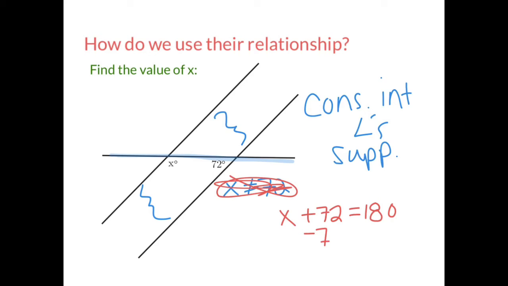So if we subtract 72 from both sides, that will tell me that my value or my measure for x is 108 degrees. So that's the measure of x. When it's in a consecutive interior angle relationship, they are supplementary.